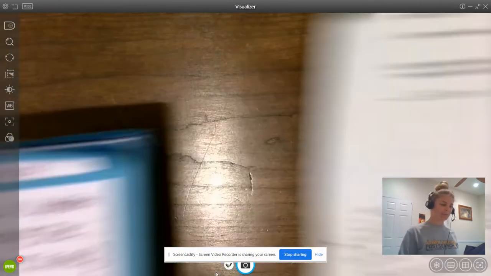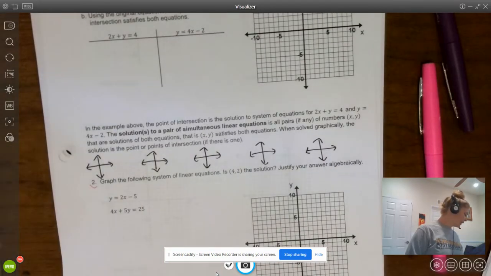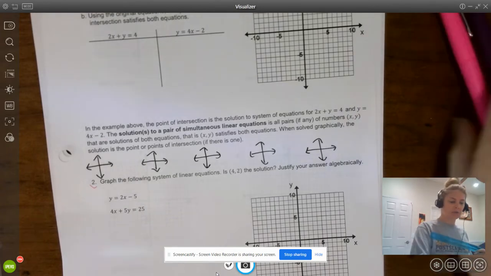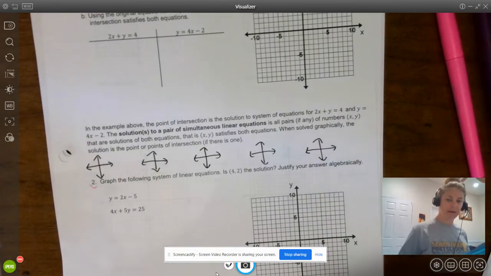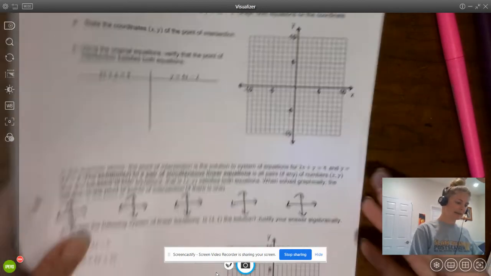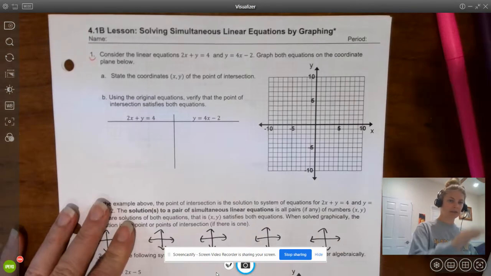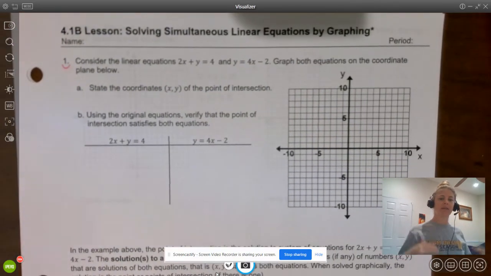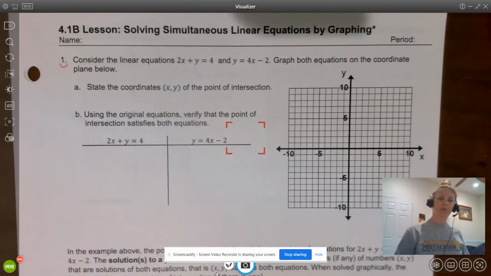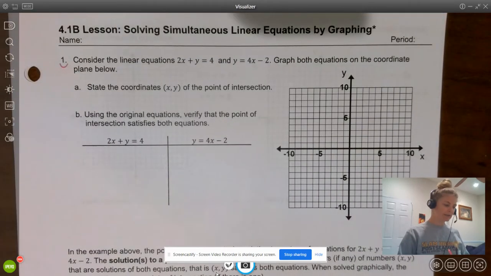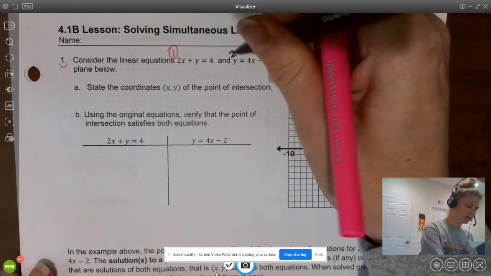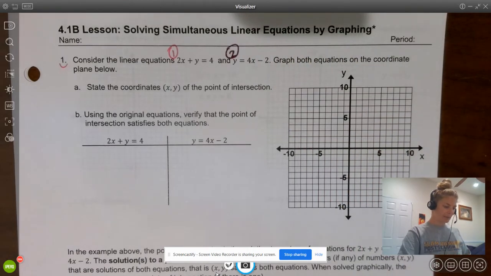Awesome, let's get started. For this lesson, you will want to have a ruler and two colors, or a pen and a pencil. That's totally fine, but it really does help the lesson today. Taking a look at 4.1b, solving simultaneous linear equations by graphing. Simultaneous just means at the same time. We're going to consider these two equations. I like to always label the first one equation 1 and the second one equation 2 because that's going to help us with our graphing. It says graph both equations on the coordinate plane below.